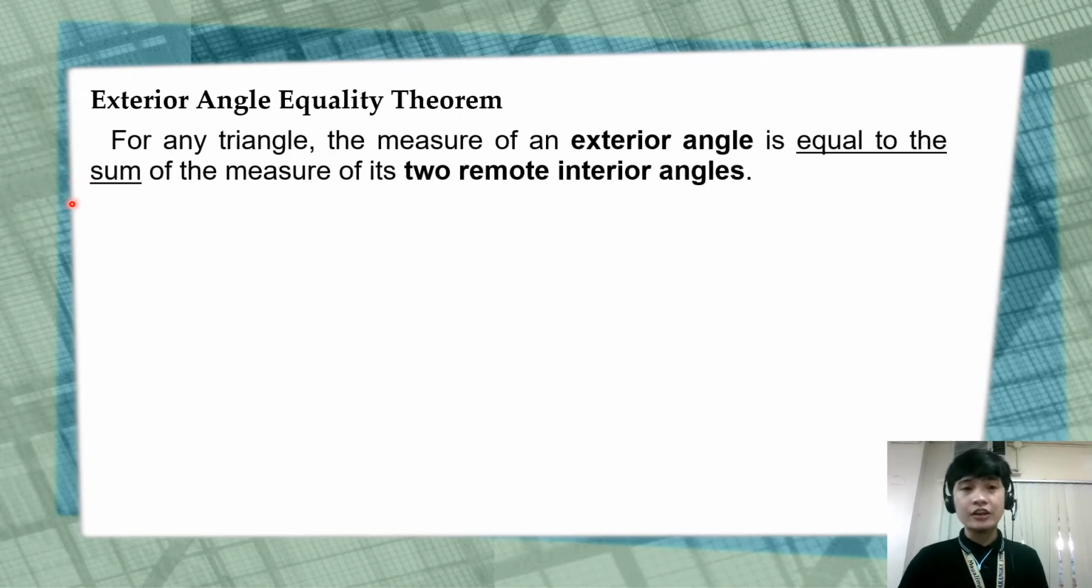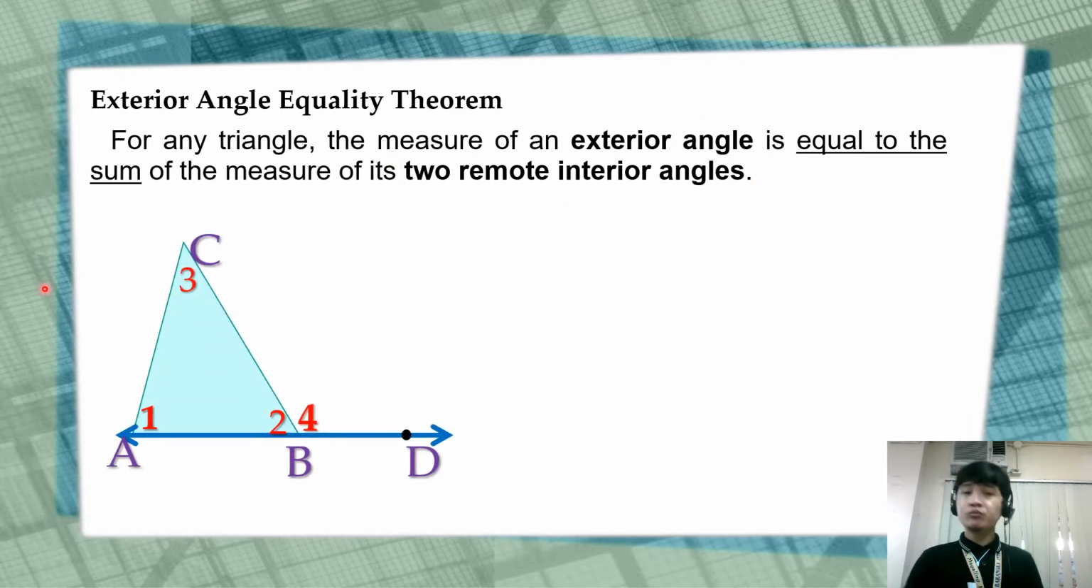Now, it states here that for any triangle, the measure of an exterior angle is equal to the sum of the measure of its two remote interior angles. Okay, so let's try to scrutinize. Ano ba itong exterior angle? Ano itong remote interior angles?